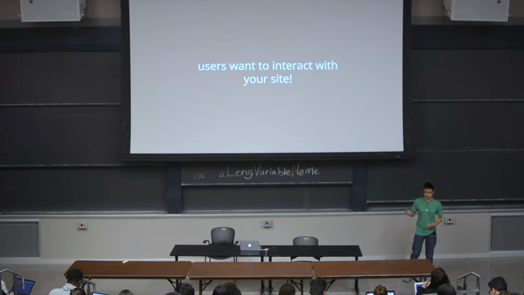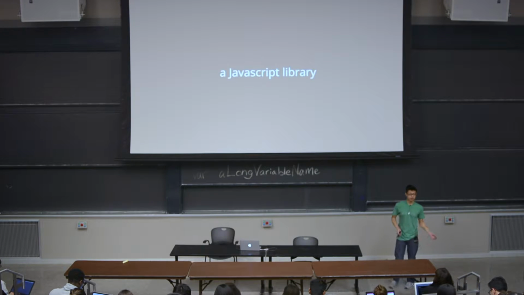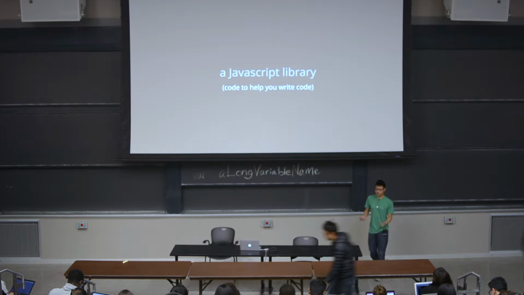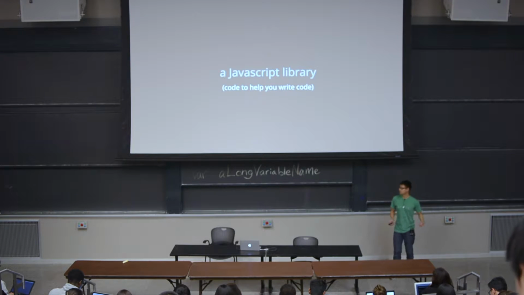So this is what jQuery is for. jQuery is a JavaScript library, and a library is just code that helps you write more code. It has a lot of useful stuff that makes things easier for you, and I'll show you that in a couple seconds.